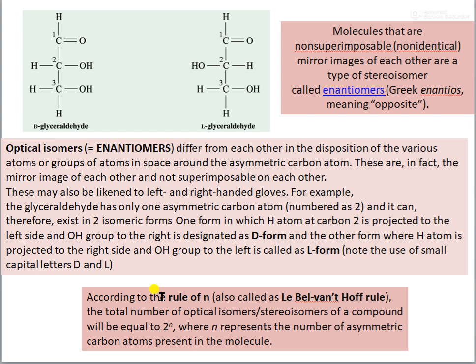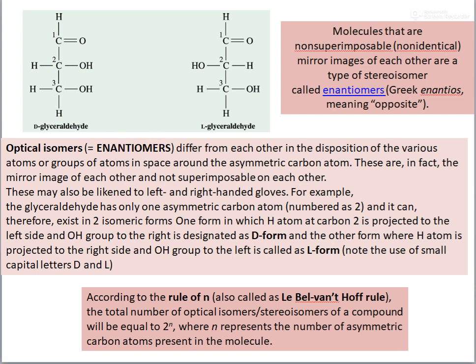Usually, if you have n number of asymmetric carbon atoms, according to the Le Bel-van 't Hoff rule, the total number of optical isomers or stereoisomers of that compound will be 2 raised to n. Now, in this case, how many asymmetric carbon atoms are there? Only one. So 2 raised to 1 is the number of optical isomers or enantiomers possible for glyceraldehyde.